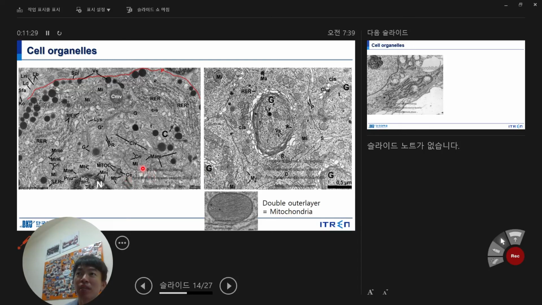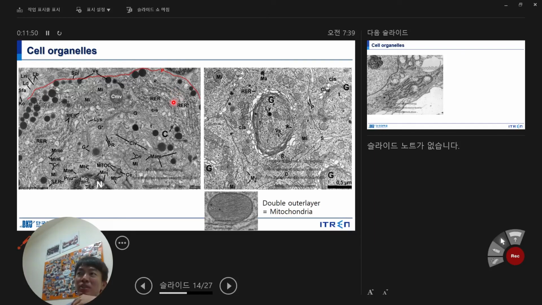So very complicated, but anyhow, when you want to see this kind of cell, you have to see the nucleus first. Find the nucleus first. And then find where the cell membrane is. And then you will know the whole picture. Okay? Nucleus and cell membrane.